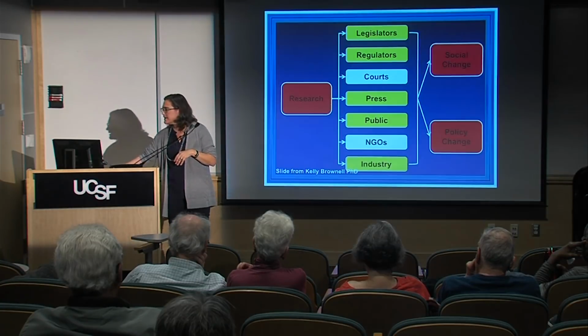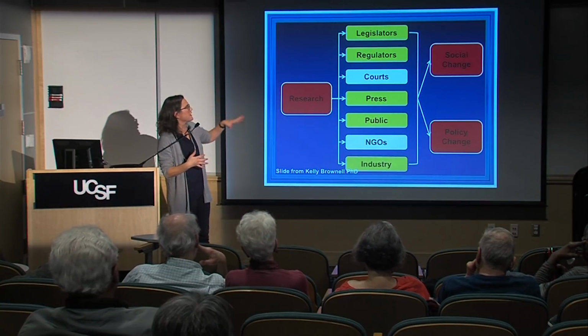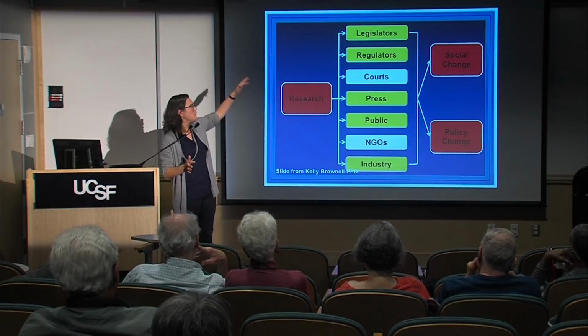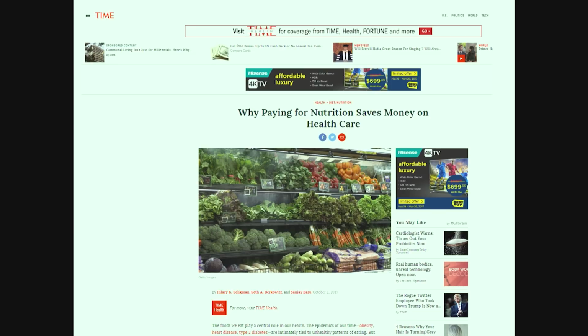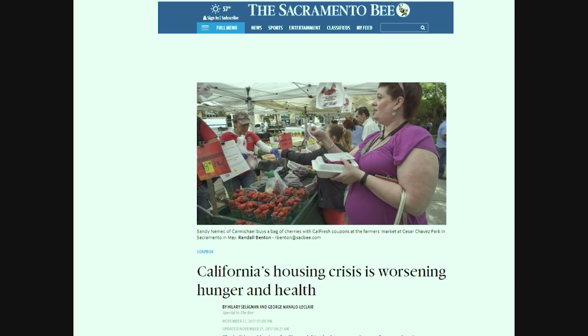Now, strategic science would say, well, it's not good enough to do that. Now we have to go and start communicating this work to the people for whom it makes a difference. And that is when we as researchers have to step outside of our comfort zone and start doing things like communicating in the press, why paying for nutrition saves money on healthcare. Or this one that just came out in the Sacramento Bee last week, California's housing crisis is worsening hunger and health. The higher your rent, the less money you have to afford your household food budget.